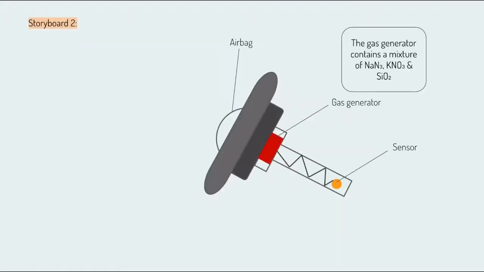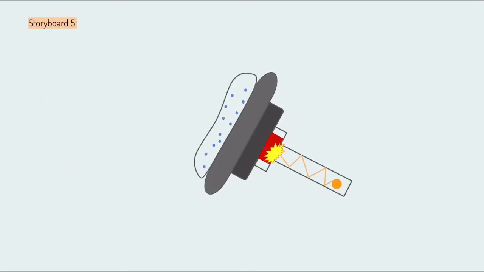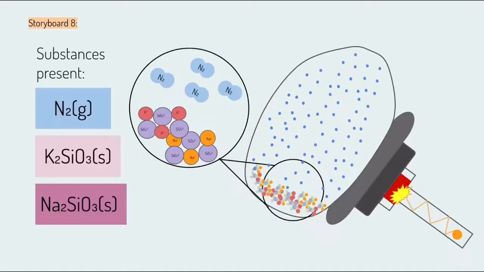Firstly, there is a gas generator behind the steering wheel consisting of solid sodium azide, silicon dioxide, and potassium nitrate, which are crucial for the reaction. When the car crash occurs, the impact from the crash generates an electric current that ignites the gas generator. This leads to chemical reactions that lead to the production of nitrogen gas, filling the bag up. So what exactly are these reactions?